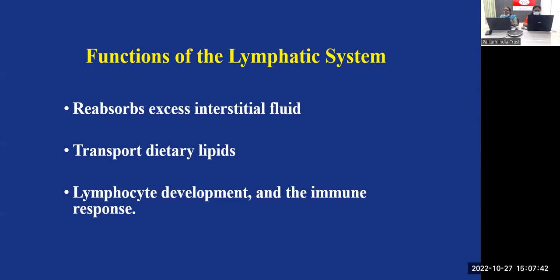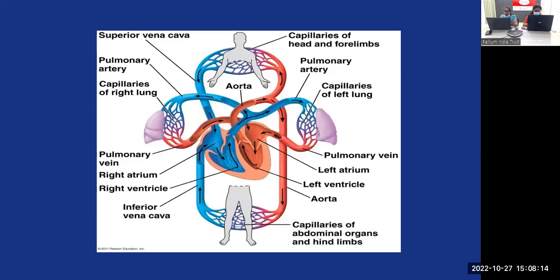The second one is transporting dietary lipids. As Shiny mentioned, another role of the lymphatic system is to absorb lipids, especially in the intestine. I'll come to that later. And then lymphocyte development and the immune response. If there is any problem in the lymphatic system, all these functions will be affected. That is why we need to understand the major functions of the lymphatic system.